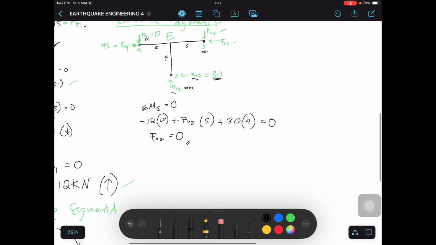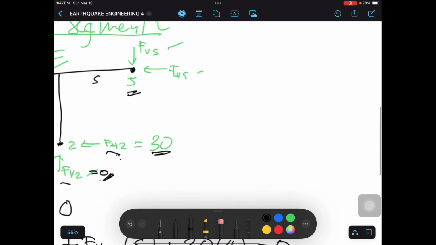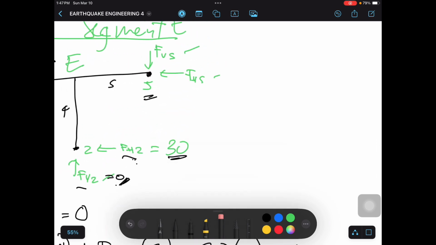Dalawang missing na lang. We can do summation of forces along vertical. Wala nang ibang vertical kundi ito lang since 0 si FV2. Downward siya, so negative 12 minus FV5, since assumption natin is downward din siya. Ibig sabihin, mali ang ating assumption. So, negative 12 kilonewton. Ibig sabihin, you need to correct this one. It is upward.